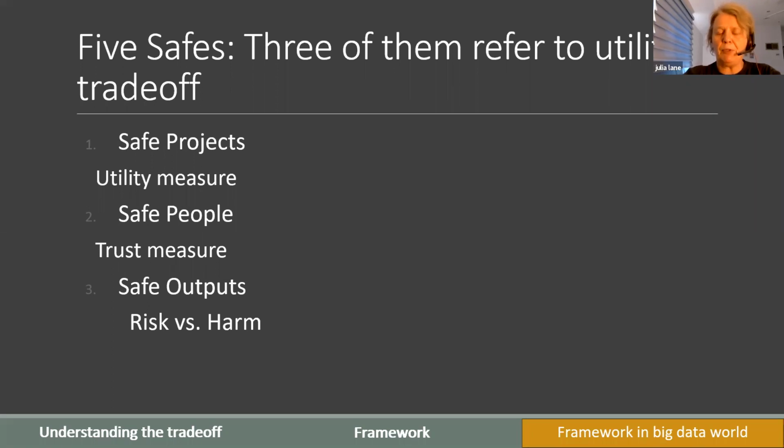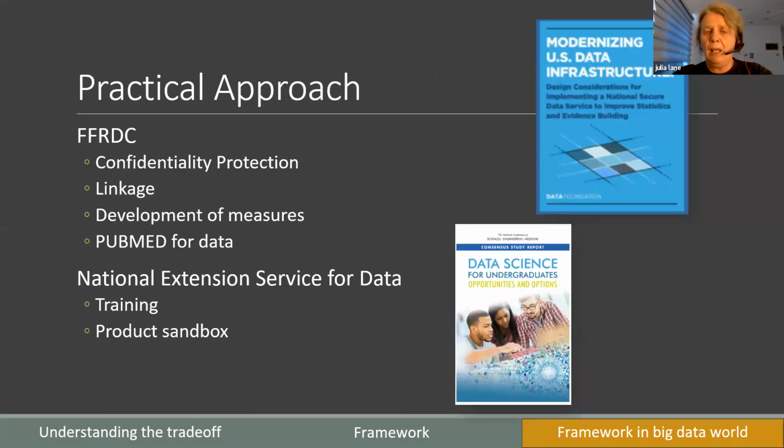And 3 of them refer to utility. The projects have to have value. The people have to be trusted and can produce output that has high value, and then the risk is taken care of. The value of the output is ensured.